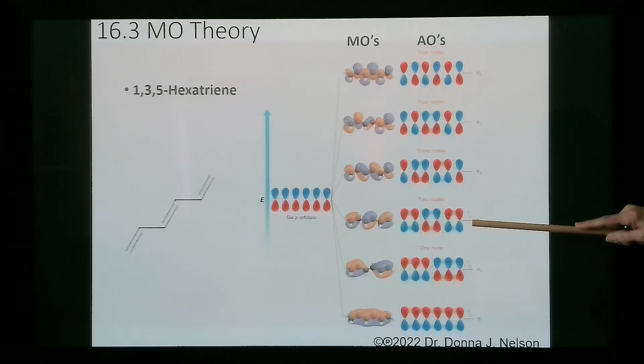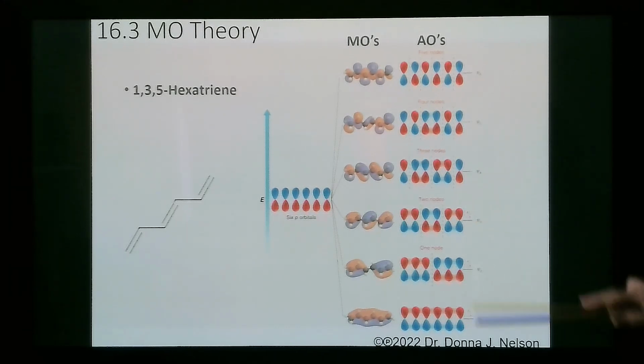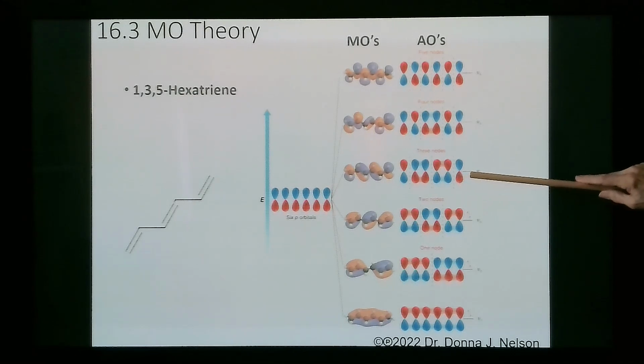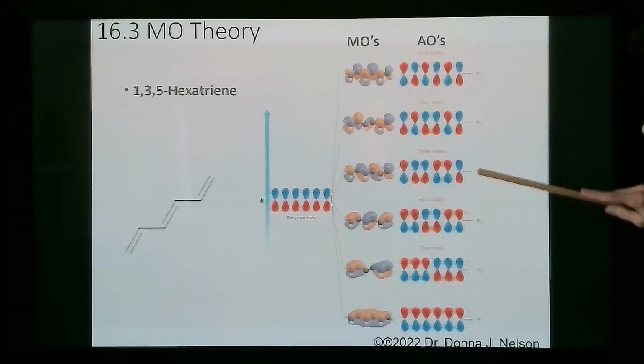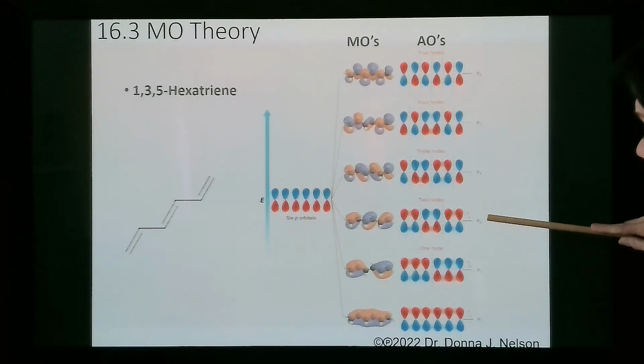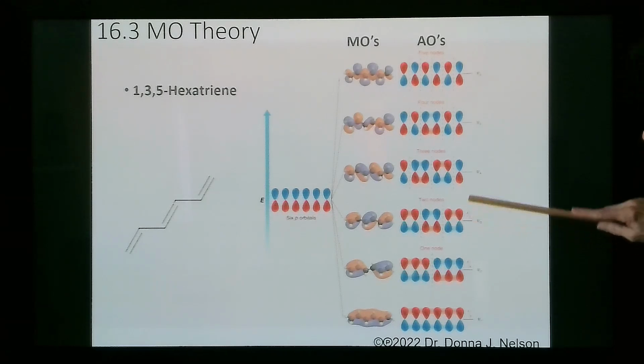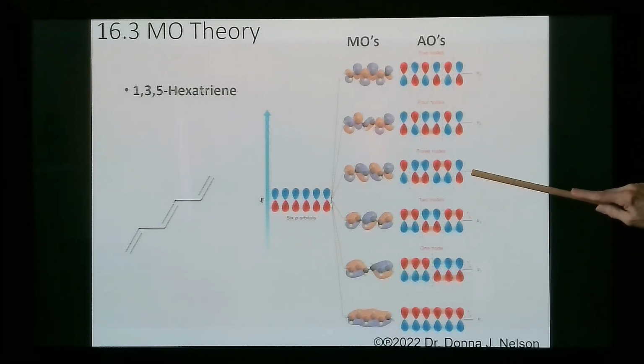This is the highest energy one of the occupied orbitals and the lowest energy of the unoccupied orbitals. So in this case, it would be psi 3 and psi 4. Here, this one is occupied. This is the highest energy of the occupied orbitals. This one is unoccupied. This is the lowest energy of the unoccupied orbitals.